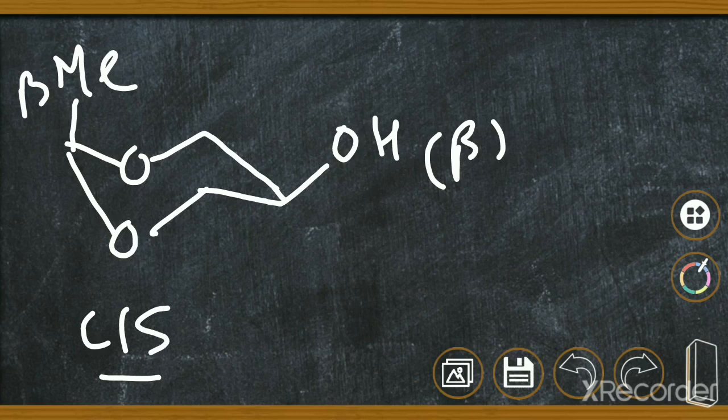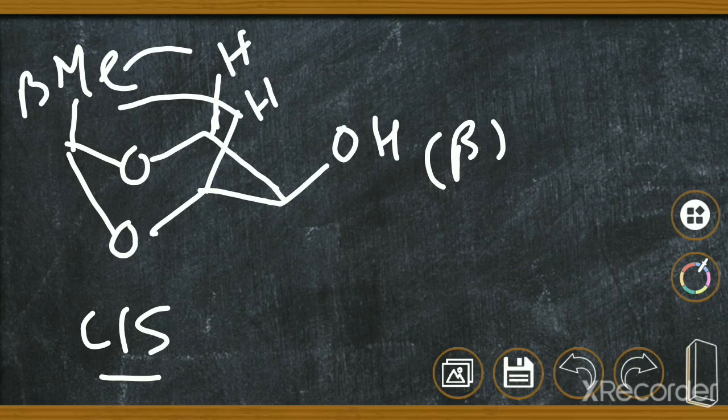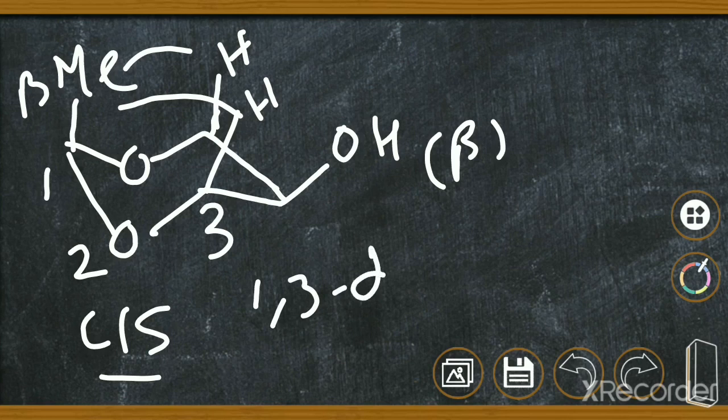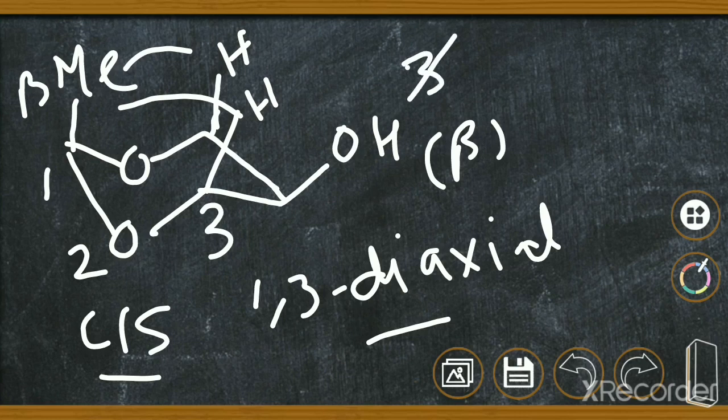But is this the most stable structure or not? For determining this, we have to consider the 1,3 diaxial interaction happening between this methyl and these hydrogens. So this diaxial interaction will make the system unstable. Why is it 1,3? Because the interaction is between one substituent and the 3 substituent. So therefore it is known as the 1,3 diaxial interaction, and this diaxial interaction will make the system unstable, and hence this is not the most stable conformation. So option number 3 is also not our correct option.